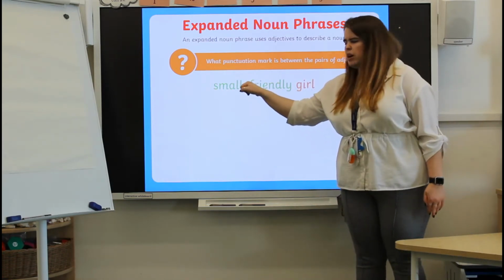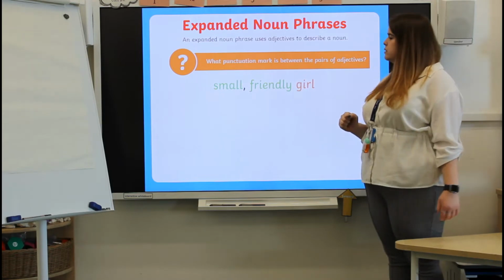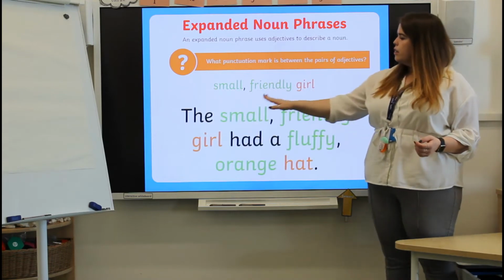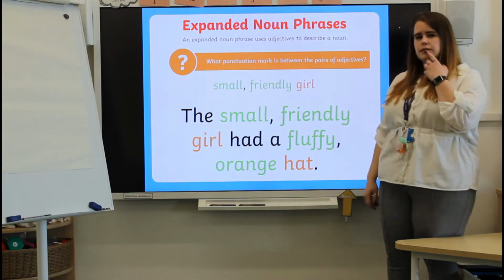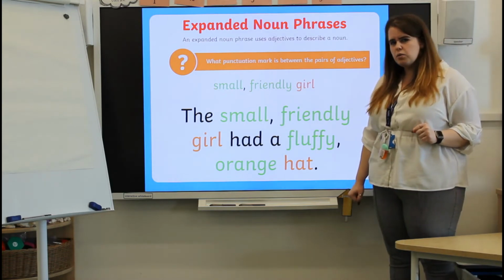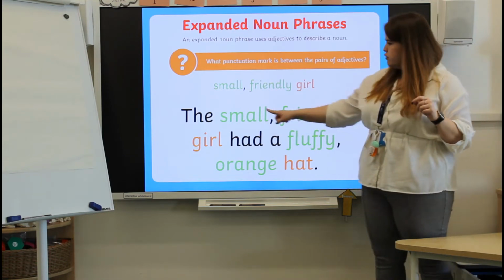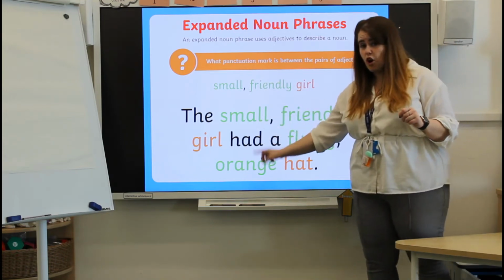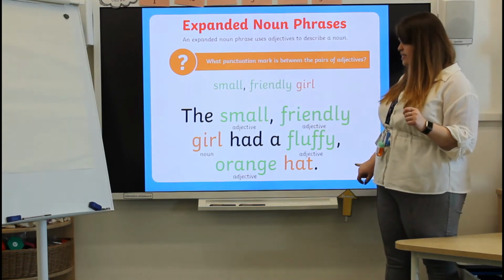You may have noticed I've also put a little comma in between the two adjectives. That is how we write an expanded noun phrase. So let's have a little look at an expanded noun phrase in an actual sentence. The small, friendly girl had a fluffy orange hat. I've got two expanded noun phrases in this. Can you find me all the adjectives in here? Let's have a little look. Well done if you've managed to find small, friendly to describe the girl, and fluffy and orange to describe the hat. So you've got two adjectives, then a noun, two adjectives, then a noun.